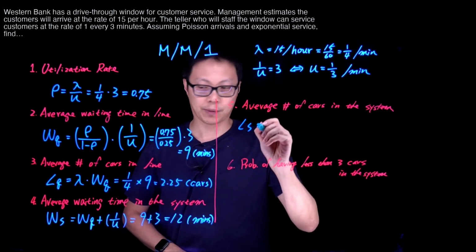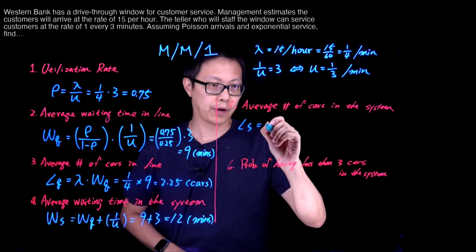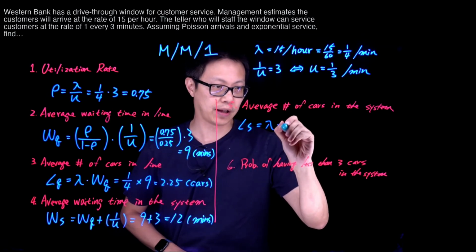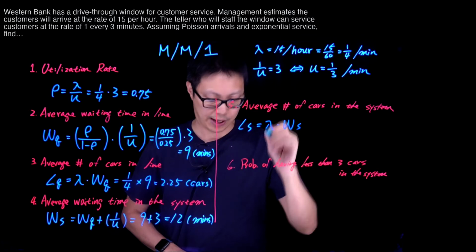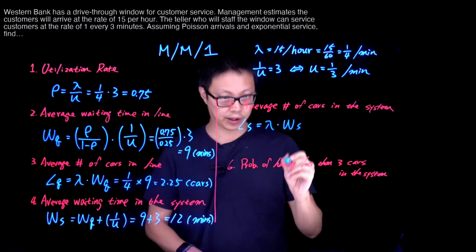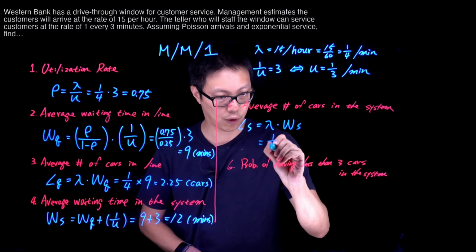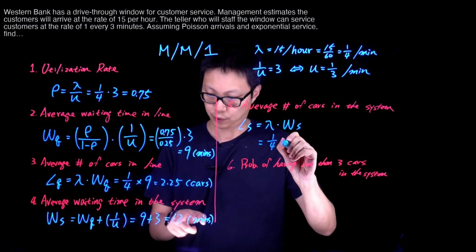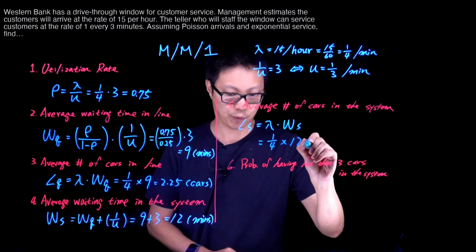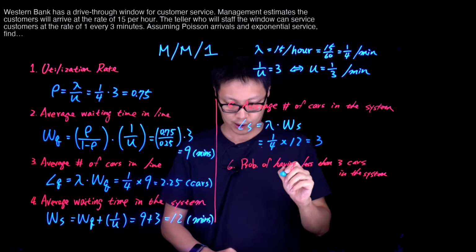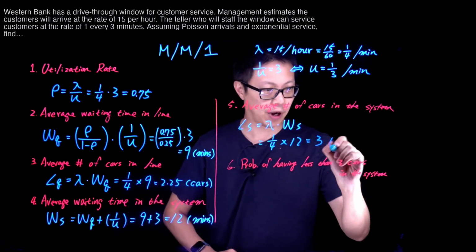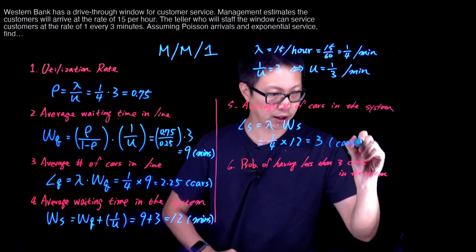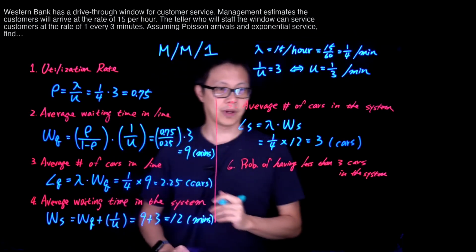Once you know WS, you can calculate LS, the average number of cars in the system. And again, you apply Little's law. I know LS is equal to lambda times WS. So in this case, it will be a quarter times 12. That will be 3. So on average, there will be 3 cars at these locations.